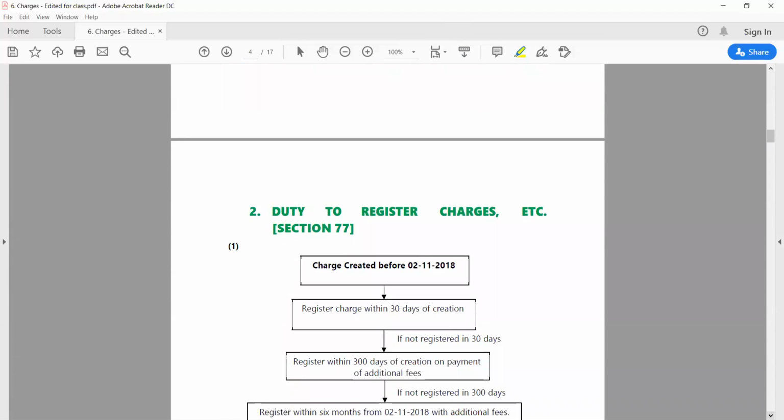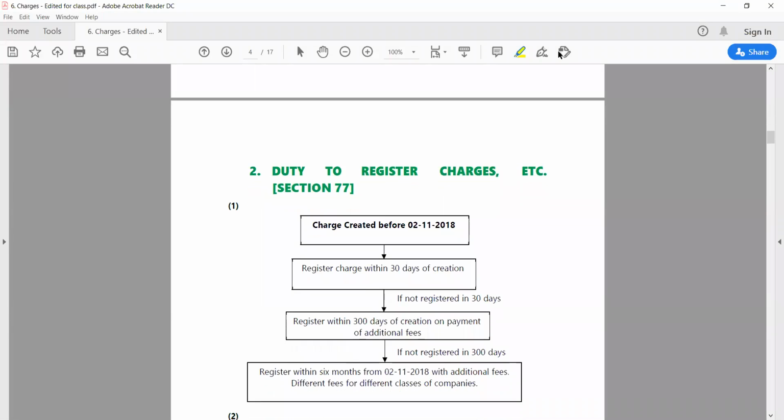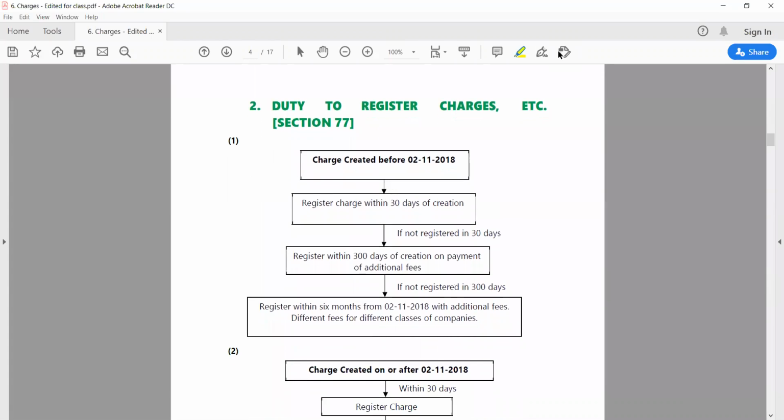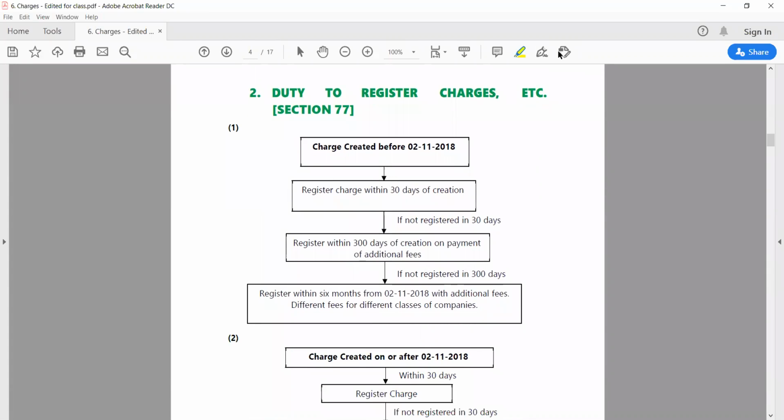Now we will go inside section 77, duty to register. I have already told you what the duty to register is. Now there are two differences: what is before 2/11/2018 and what is after 2/11/2018, because that's the change they created in the Companies Act at that point of time. Charges created before 2/11, and after 2/11. They will ask this in the examinations, because for a simple reason, you need to know the difference between it.